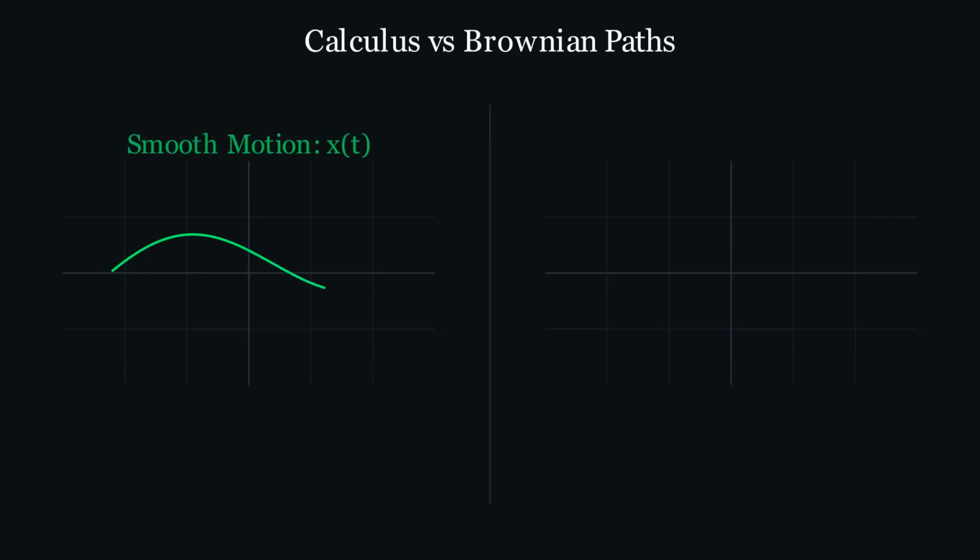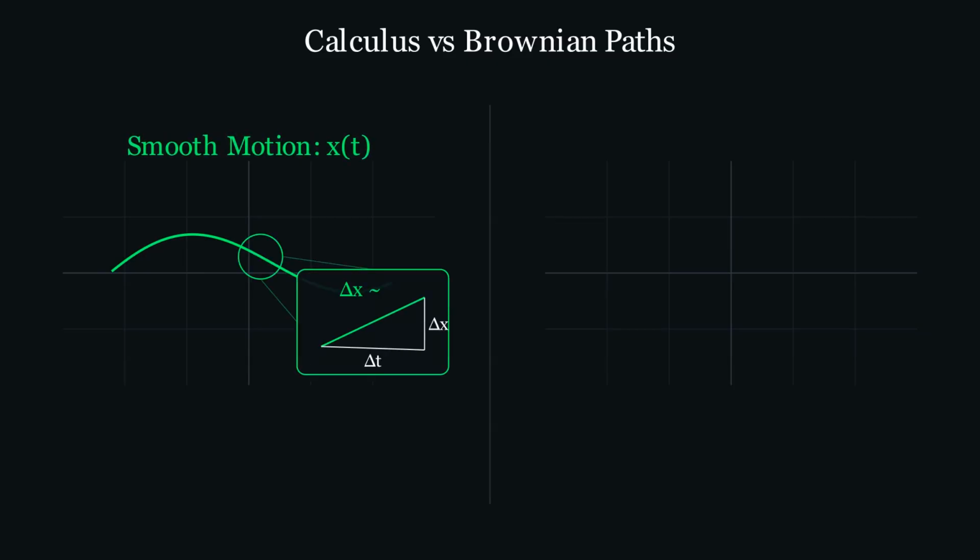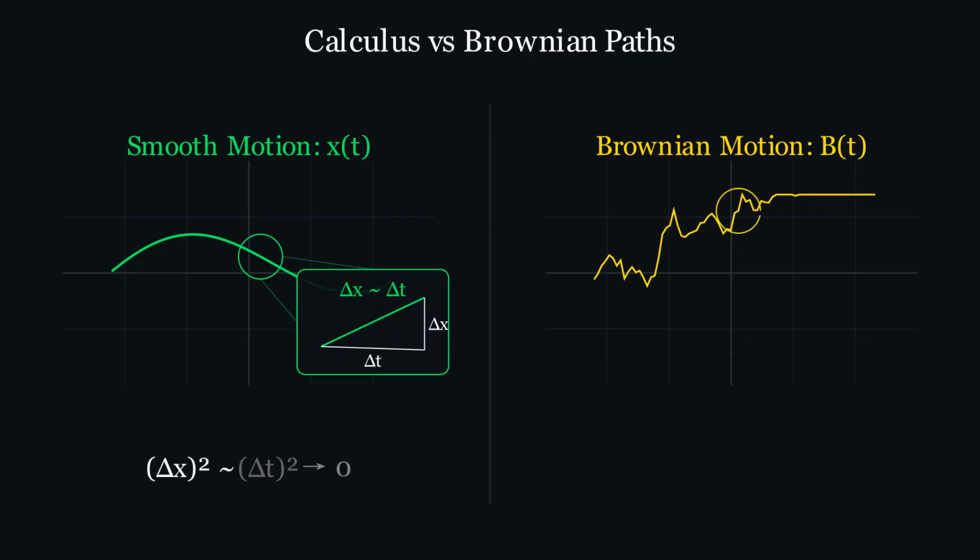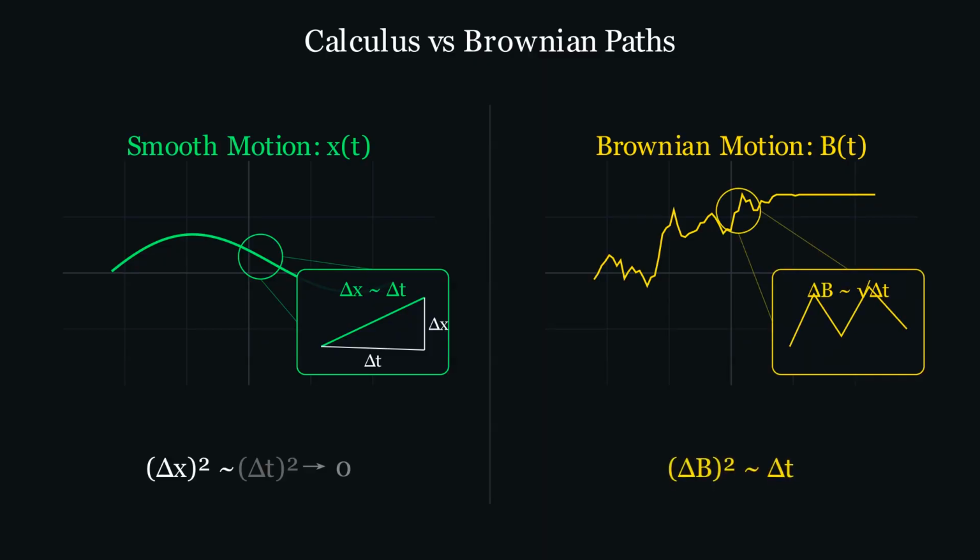If you try to apply classical calculus to an individual Brownian path, you immediately run into a bizarre contradiction. In standard calculus, when you zoom in on a smooth curve over a tiny time interval, delta t, the change in position, delta x, is proportional to delta t. If you square that change, delta x squared, it scales with delta t squared, a term so vanishingly small that calculus throws it away. But remember our square root clock. For Brownian motion, delta x scales with the square root of delta t. That means delta x squared is proportional to delta t itself, not delta t squared.